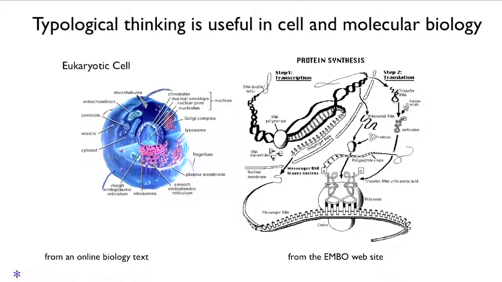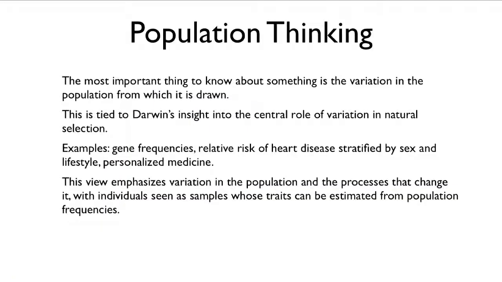Or when we think about protein synthesis, we have the central dogma of molecular biology. DNA makes RNA makes proteins, and that can be laid out inside the space of a cell in a way that leads to a very standard process that we can imagine going on from bacterial cells through human cells. And it's useful to have that kind of simplification. So that's typological thinking. In contrast, we have population thinking.